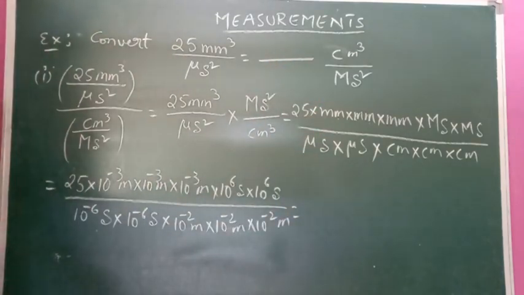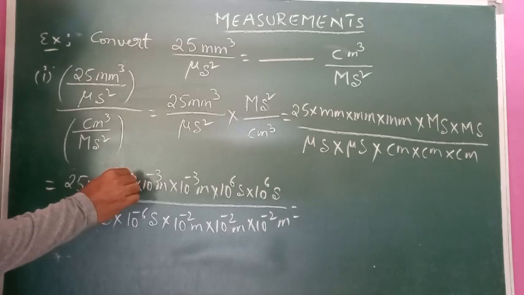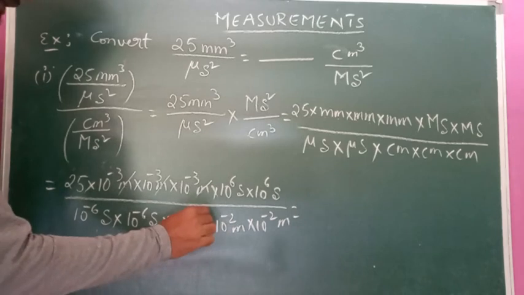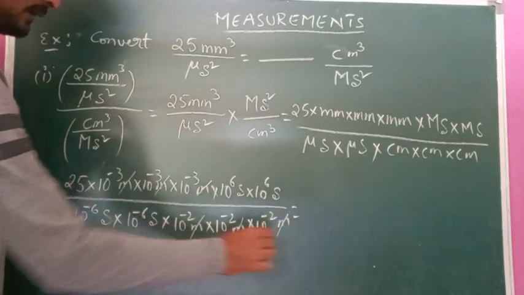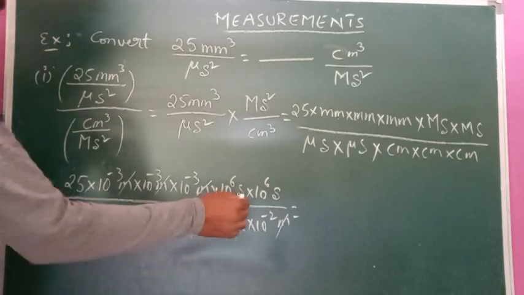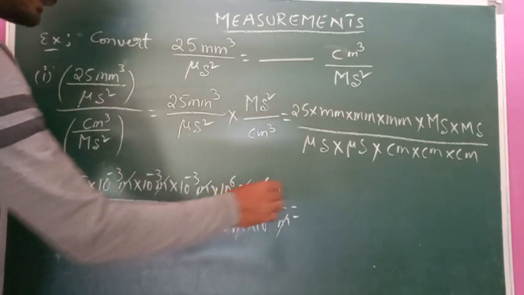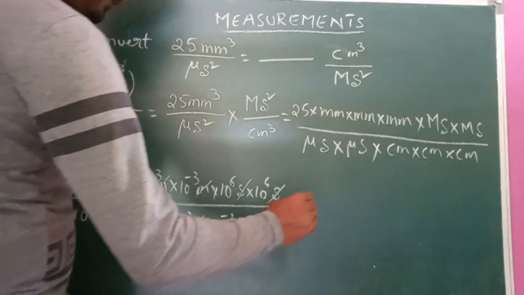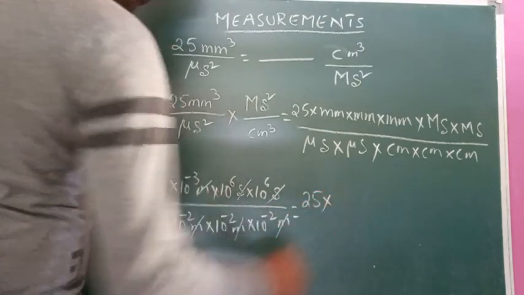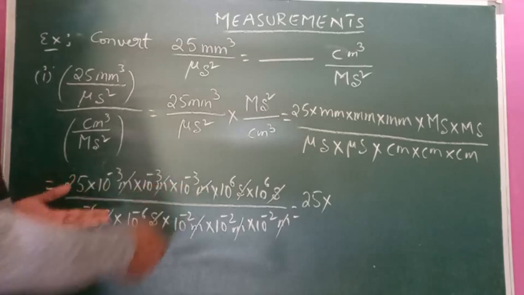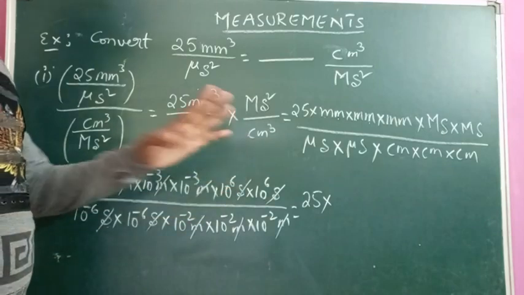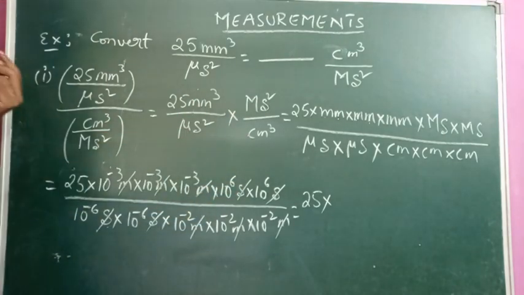Now cancel the same terms. Here meter repeats 3 times in the numerator and 3 times in the denominator, so they cancel. Second repeats 2 times in each, so those cancel as well. Now write the values. The values are 25 into, multiplying these values directly, 10 power minus 3 minus 3 minus 3, 6, 6. When the bases are same, the powers should be added.